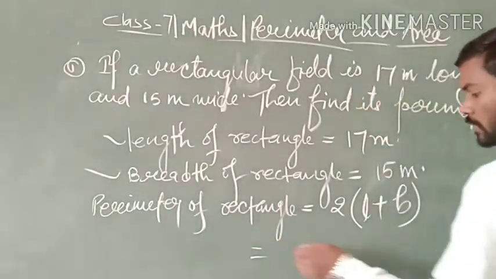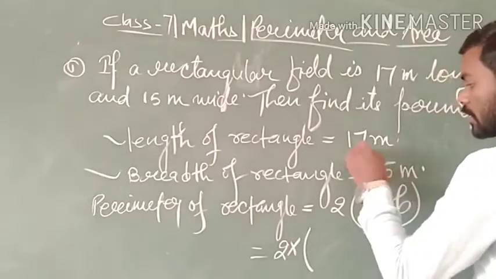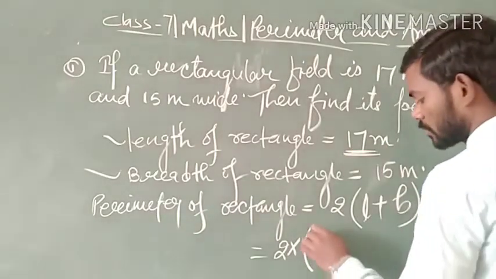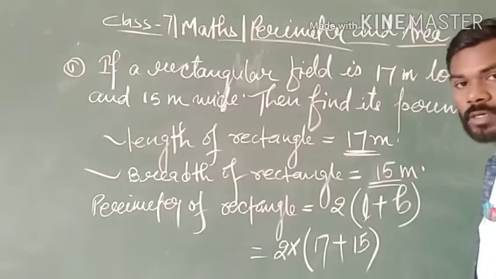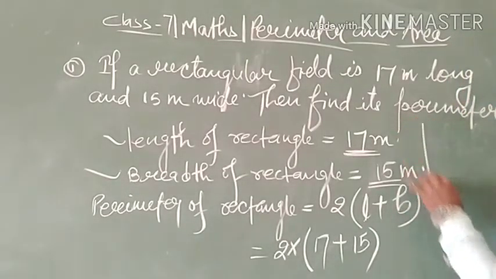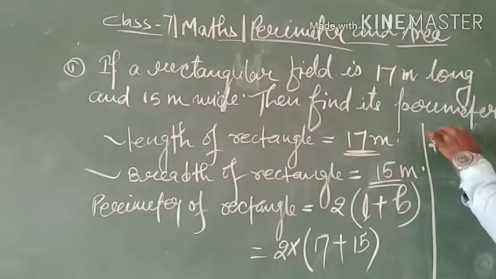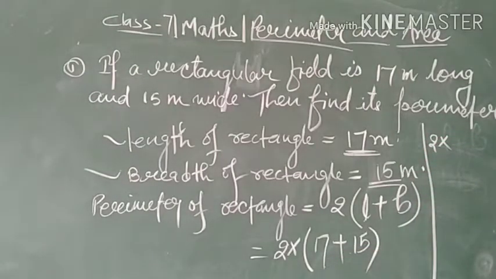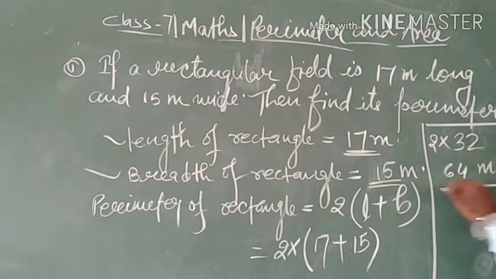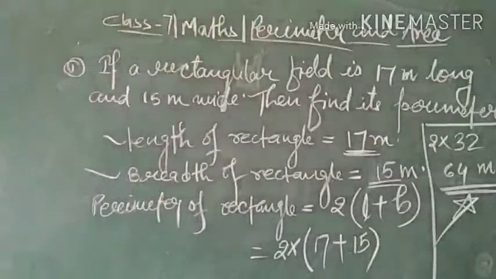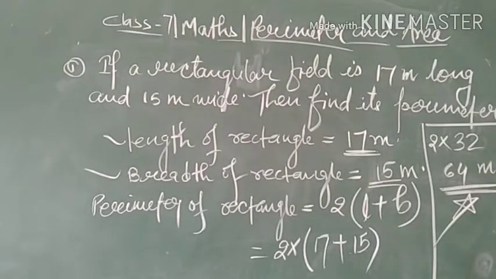Here we get 2 multiplied by, what is the length? Length is 17 meter. So write here 17, and the breadth is 15 meter. So write here 15. And when we solve it, we get 2 into 17 plus 15, which equals 32, and this will be equal to 64 meter. Therefore 64 meter will be our required result. 64 meter will be the right answer.